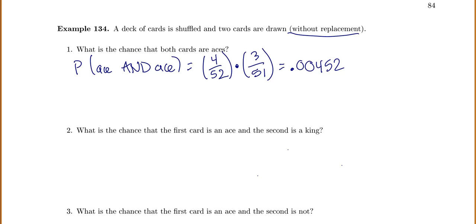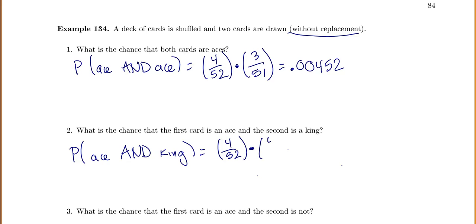Number 2, what's the chance that the first is an ace and the second is a king? So we need to get an ace and then a king. To get an ace, there are 4 out of 52. Now you want to get a king. There are still 4 kings, but only 51 cards. So that would be 0.006.